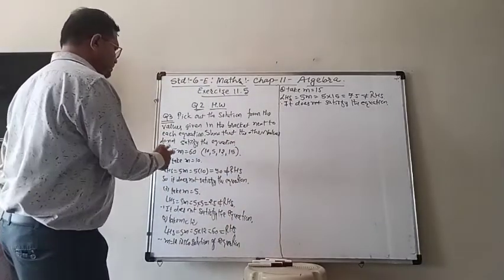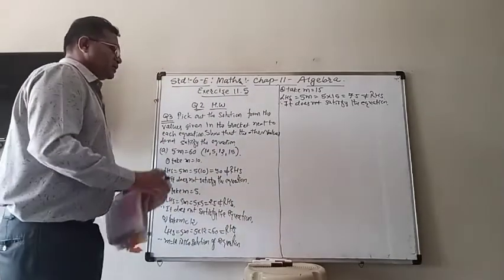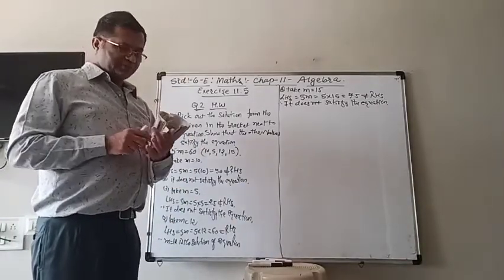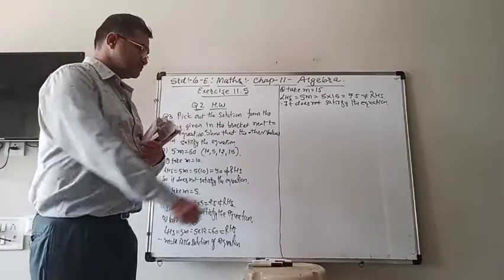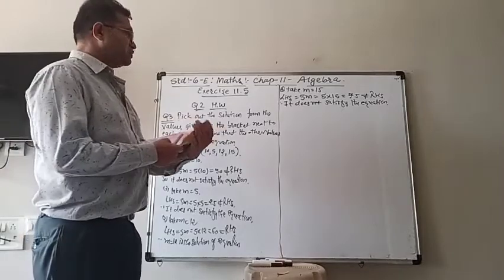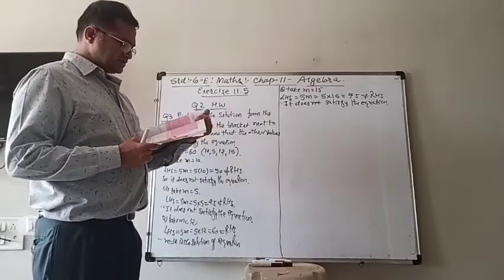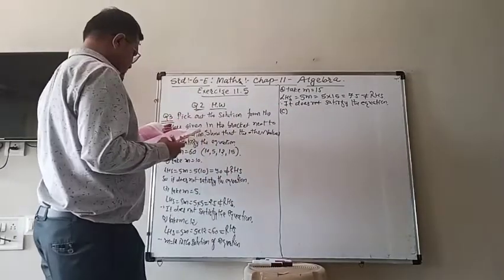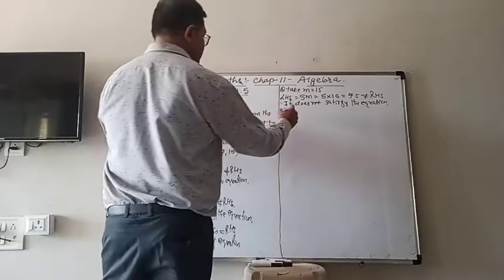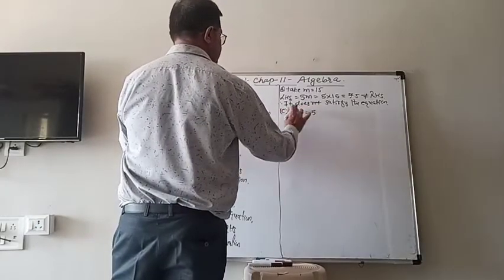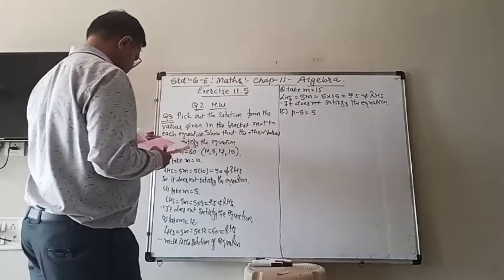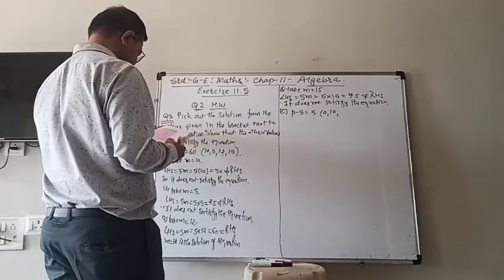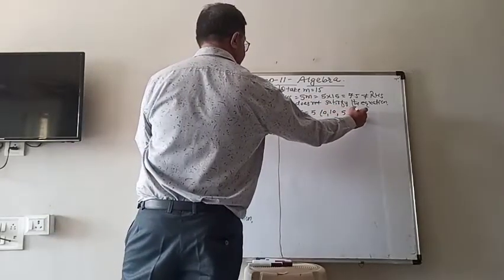So next to the equation, four values are given for the variable, and we have to check which of them satisfy and which do not satisfy, and then write down the answer like that. Let us take number C. B you will do for homework. Number C is p minus 5 equals 5. And the values given are 0, 10, 5 and minus 5.